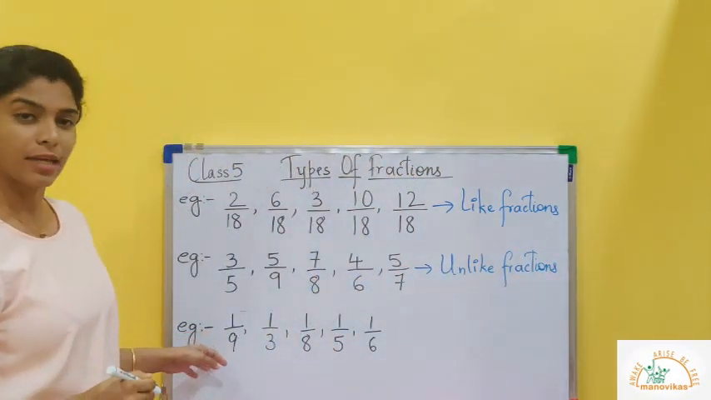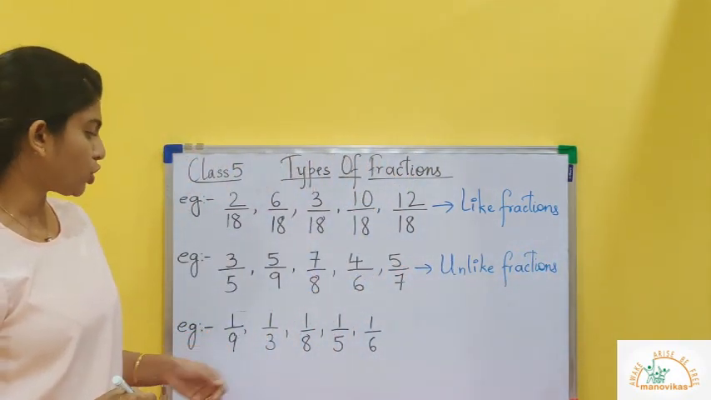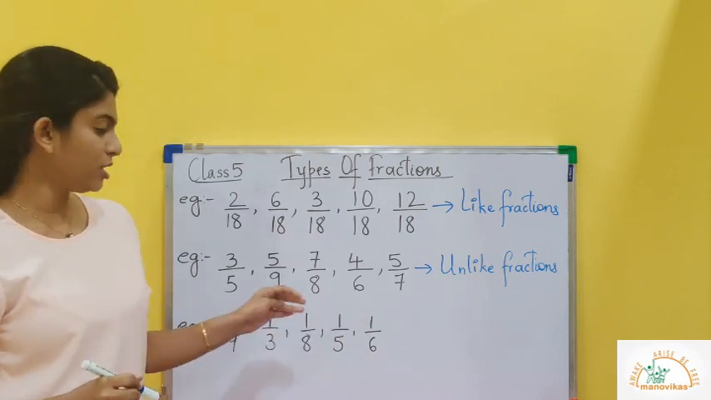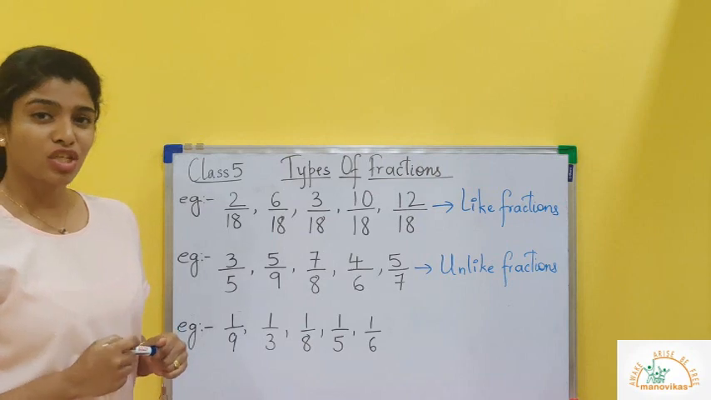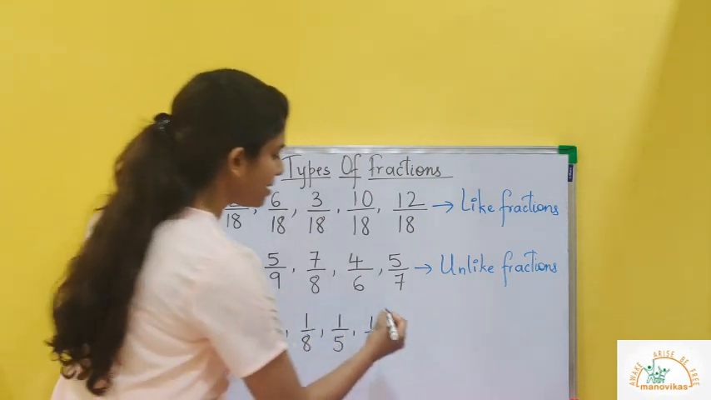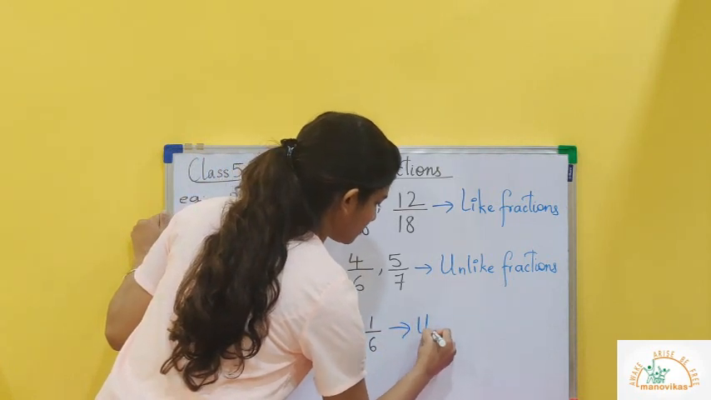Look at the third set of examples. What do you observe? If you see here, we have 1 in the numerator. The fractions which have 1 as a numerator are known as unit fractions.